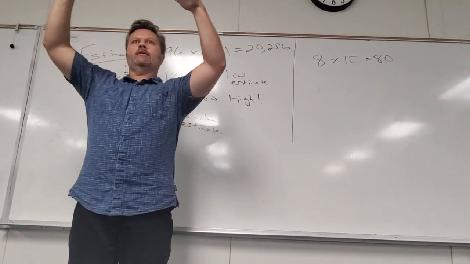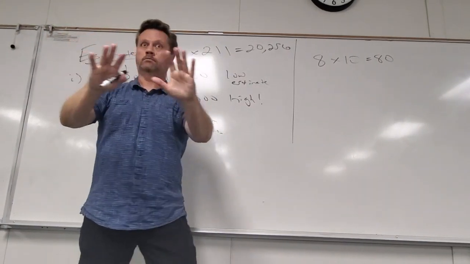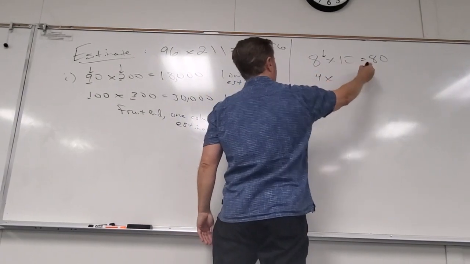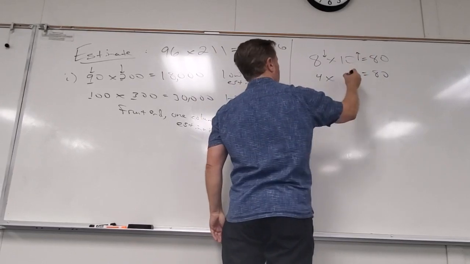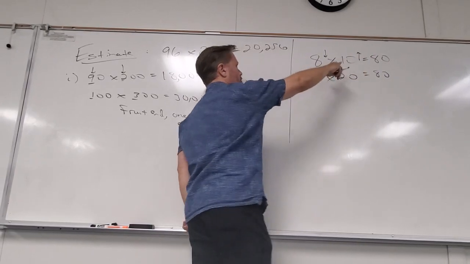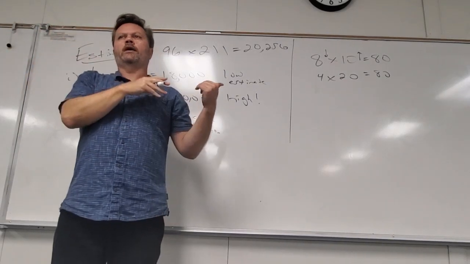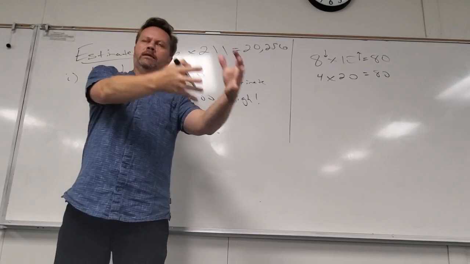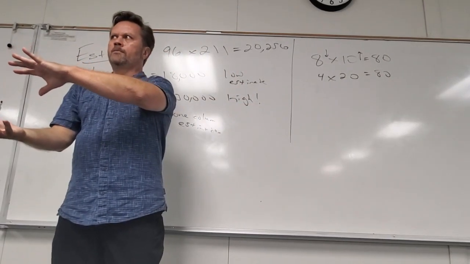If I make 8 go down to 4, if I take this down to 4, what must I do to 10 to make the result still 80? Yeah, I've got to double it. So basically, it's sort of like a weird compensation. You guys see that? This isn't a great application of compensation because it didn't really make it easier, but it is the idea. I took a factor of 2 and put it on the other one. Are you guys sort of with me?